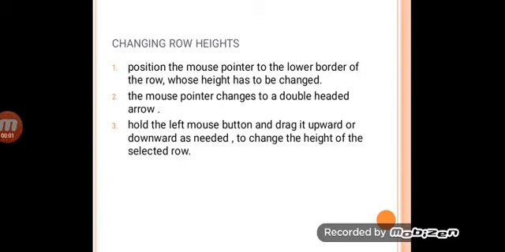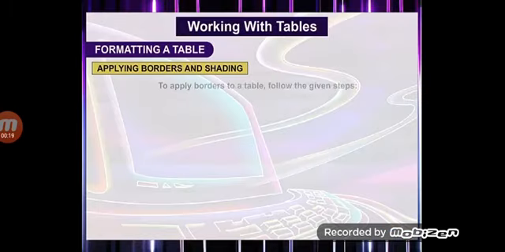Now I again repeat the steps to change the height of the row. First, position the mouse pointer to the lower border of the row whose height has to be changed. Step 2, the mouse pointer changes to a double-headed arrow. Step 3, hold the left mouse button and drag it upward or downward as needed to change the height of the selected row.